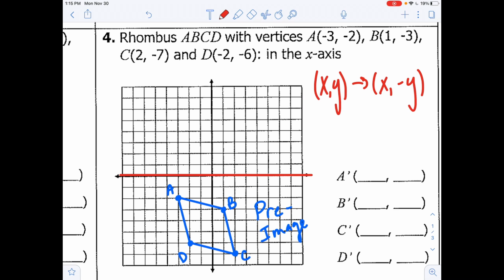Our rhombus, we're reflecting over the x-axis, so I'm going to take x, keep it the same, and y, I'm going to change its sign. So y is the only thing that's changing, just change its sign. So I can copy down all of the x's. I can copy down -3, and then for A prime, y is going to change its sign. So -2 becomes +2. B, it's (1, -3), so it's 1, change the sign for y, +3.